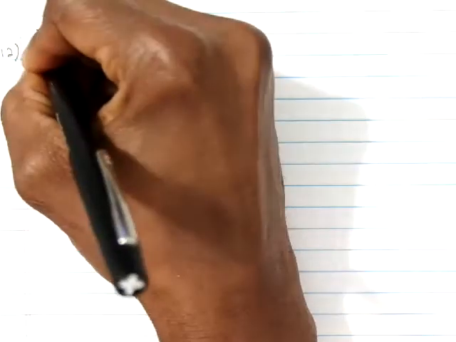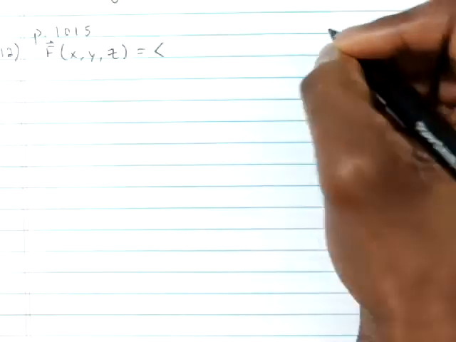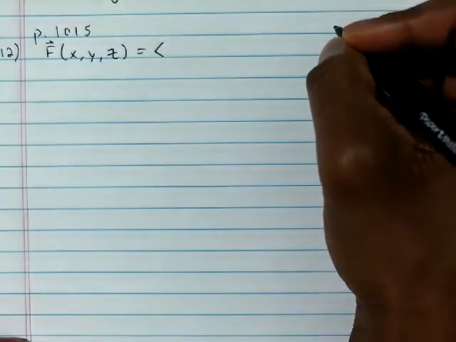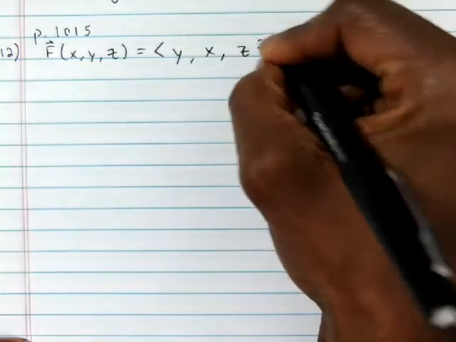All right, we're going to continue with section 15.2 in this video, and we are going to do number 12 on page 1015. Which says, in exercises 11 through 17, evaluate the line integral over C of f dot dr, where C is parameterized by r of t. And they give us f of x, y, z equals the vector y, x, z cubed.